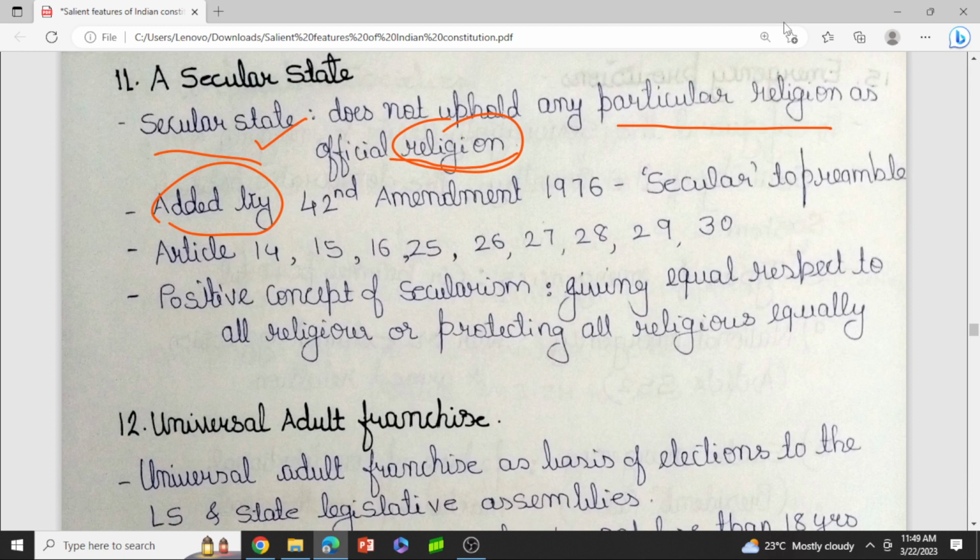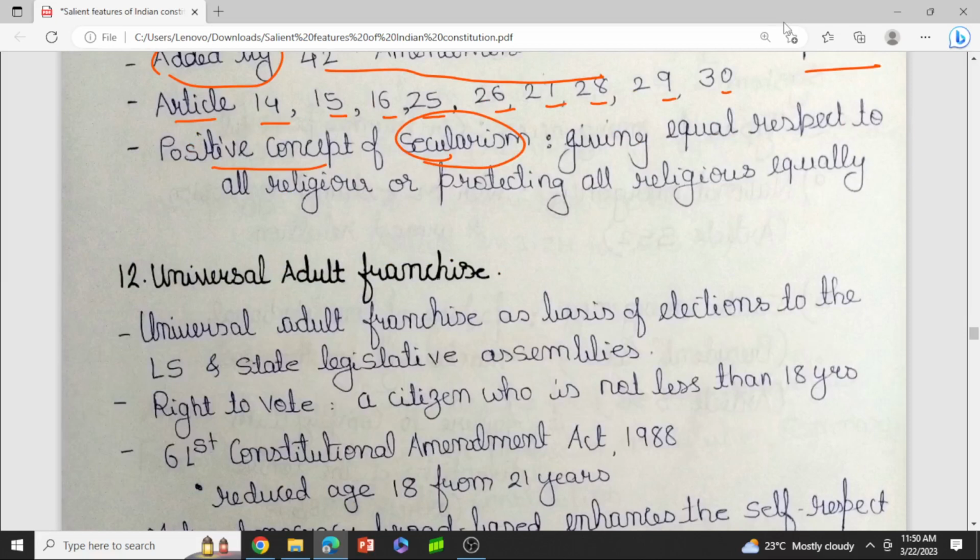Very important to remember. Article 14, 15, 16, 25, 26, 27, 28, 29, 30, they all uphold the characteristic of being secular. We'll do the details in coming classes. Positive concept of secularism. It is taken from Gandhiji's positive concept of secularism, which believes that equal rights should be given to all religions. All religions should be protected equally. Every person has the freedom to practice and propagate any kind of religion they want. So that is the positive form of secularism.